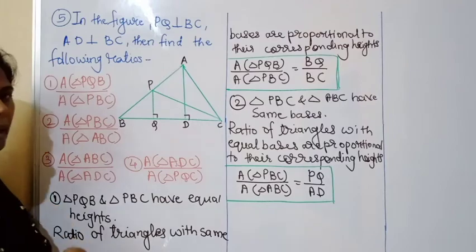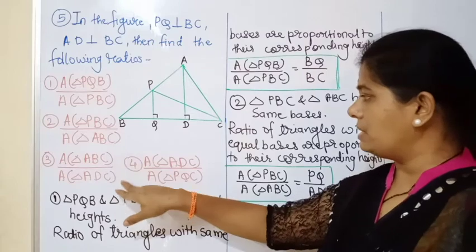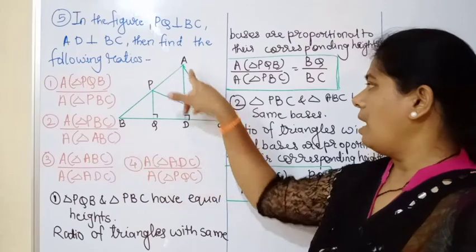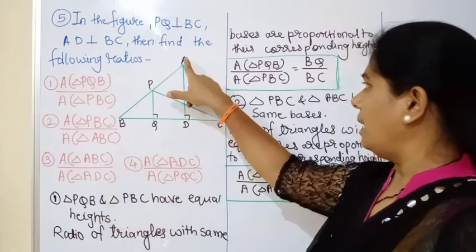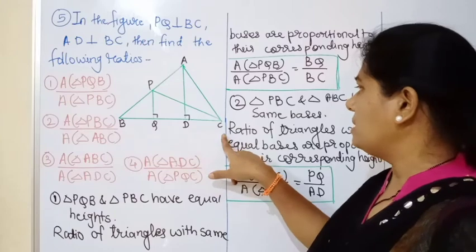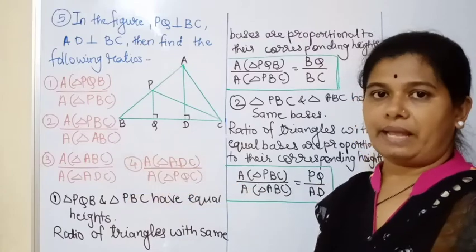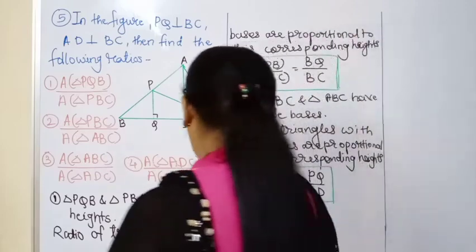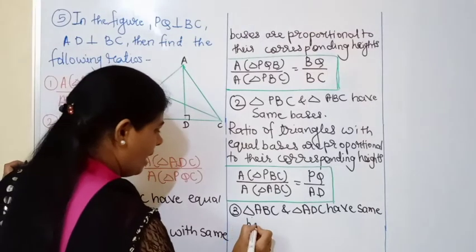Now the third one, ABC upon ADC. Now we'll see what is the base and height of these two triangles, ABC and ADC. For ABC, we have just seen that the base is BC and the height is AD. Now the next triangle is ADC. What is the base of triangle ADC? The base is DC. What is the height? Height is AD. So the height AD is the same for both triangles. So height is the same, so we are going to consider the bases now. Triangle ABC and triangle ADC have the same height.